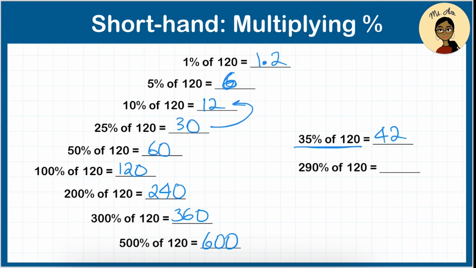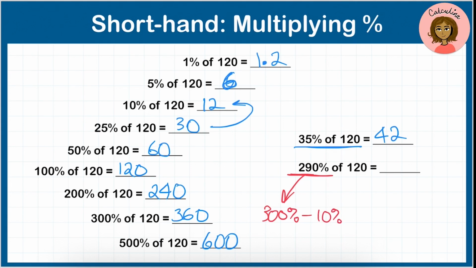Good. And then another awkward one, like 290% of 120. What could we use for that? Like 290, what if we did 300 minus the 10? That'd give us 290, right? 300% minus the 10% will give us the 290.